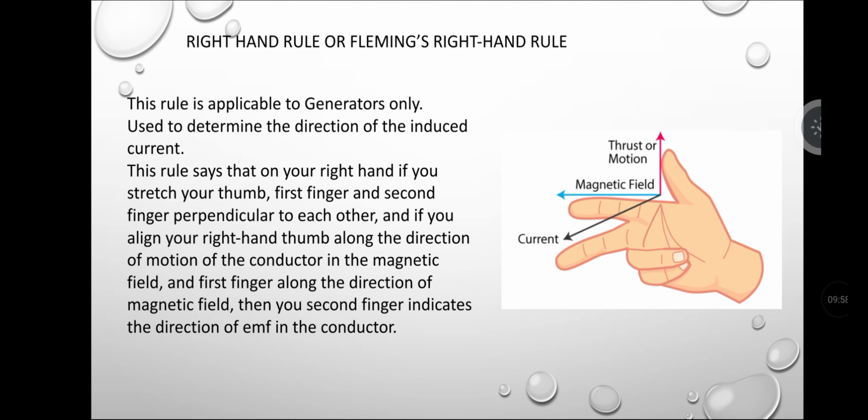Now let's talk about the right hand thumb rule, or it is also called the Fleming right hand rule.